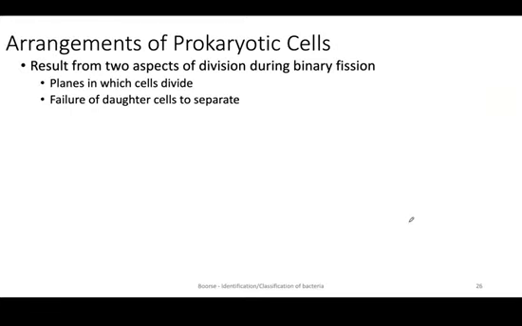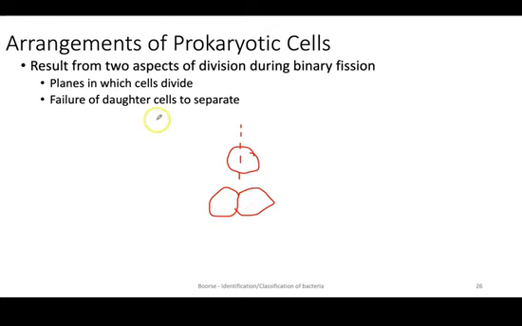So arrangements occur during binary fission if those daughter cells fail to separate. For example, if you have one bacterium that is cocci in shape, so that's round, and it divides along this plane, in this case drawn vertically, you're going to get one bacterium on either side. And if they fail to separate, we now have what's called an arrangement.